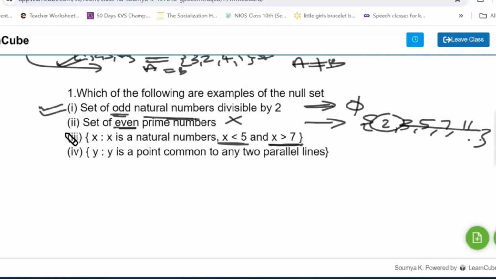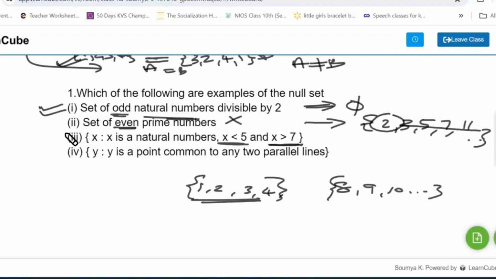The third one says x is a natural number, x less than 5 and x greater than 7. Is that possible? Any number which is less than 5 is in this list, and then greater than 7 is 8, 9, 10, and it goes on. Do you have any natural number where you have got something common here? No. That is not possible. So they are not going to give you a result. So this set is again a null set.